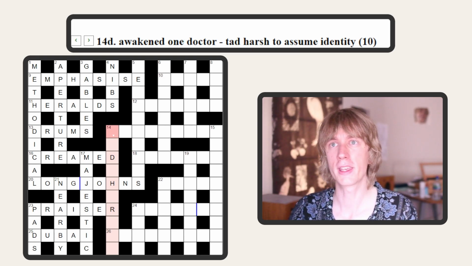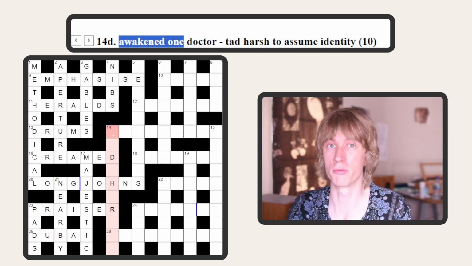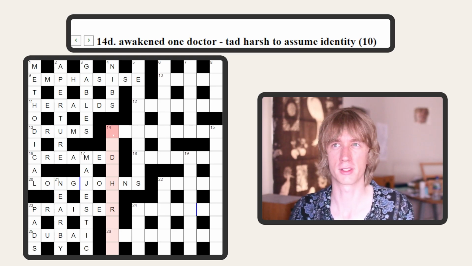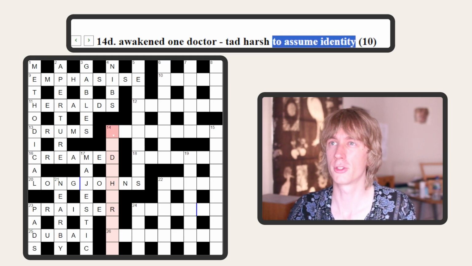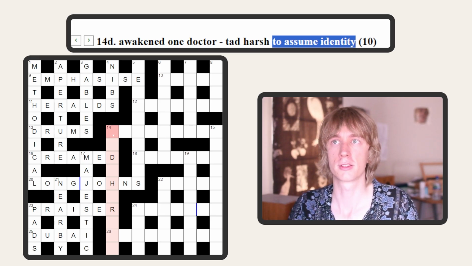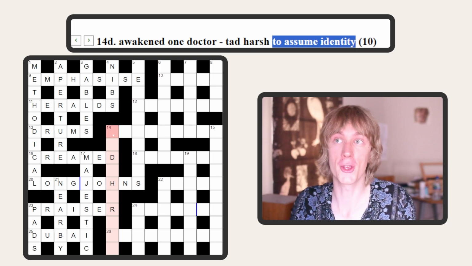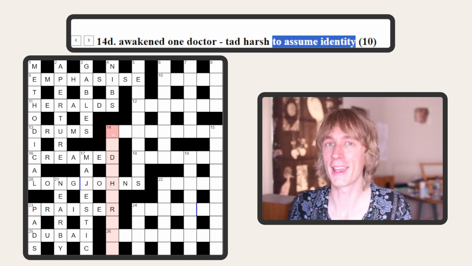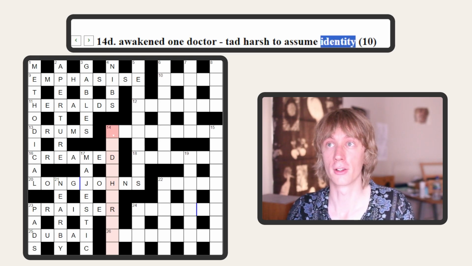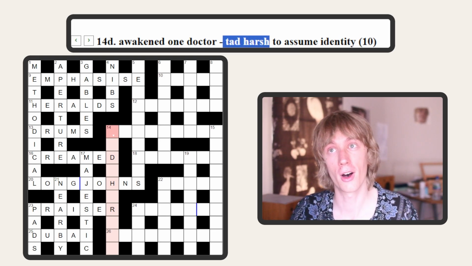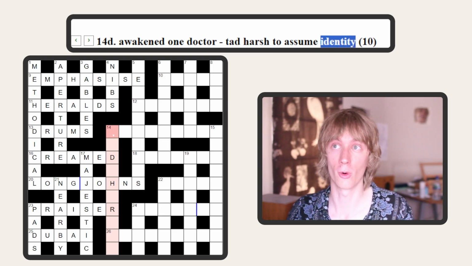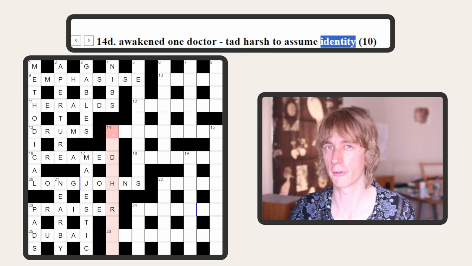Well, "awakened one", as the thing that we're doctoring, would not give us enough letters, and neither would "tad harsh". So let's just hold on that for a second and think about this last part: to assume identity. Well, if you assume something, you take it on, right? So something is going to assume identity. And ID is a common abbreviation for identity. So we're adding ID to "tad harsh", which is being doctored. And "tad harsh" is 8 letters. We're adding 2 for ID, which gives us our 10 letters that we're looking for.